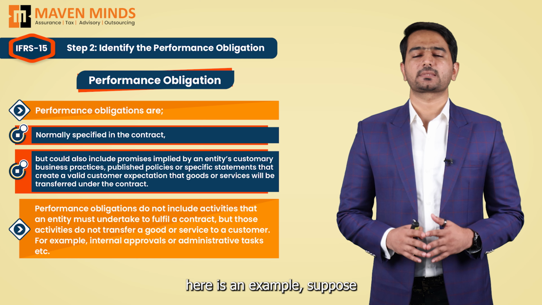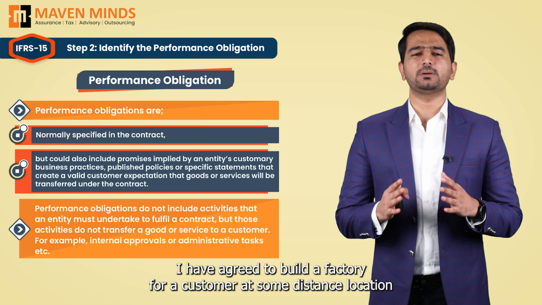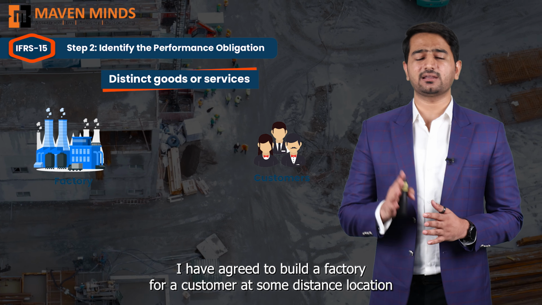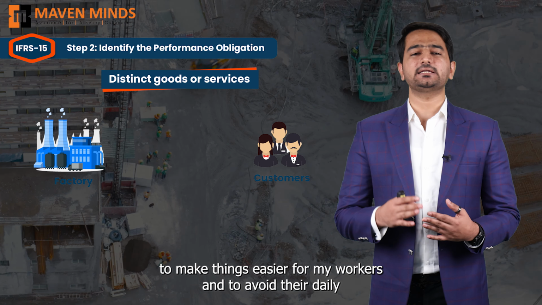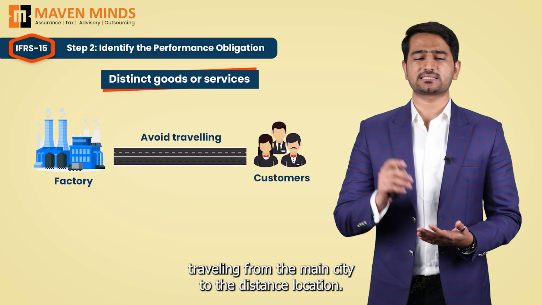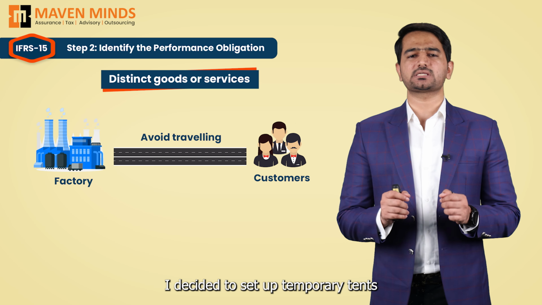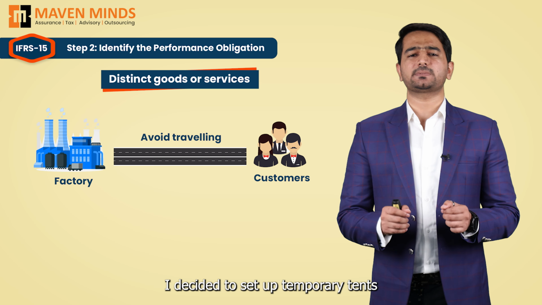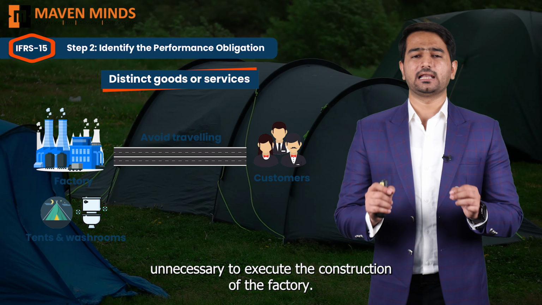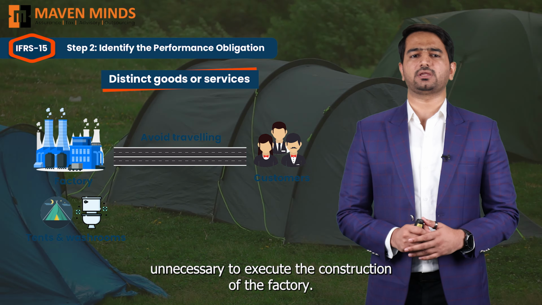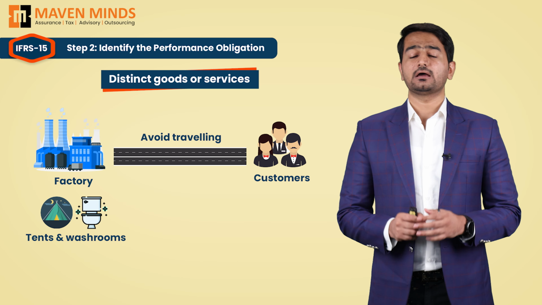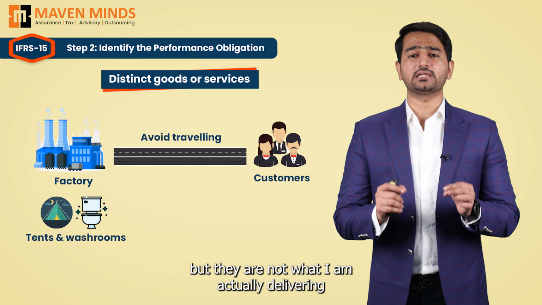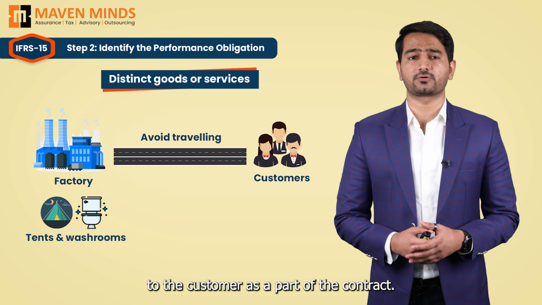Here is an example. Suppose I have agreed to build a factory for a customer at some distant location. To make things easier for my workers and to avoid their daily traveling from the main city to the distant location, I decided to set up temporary tents and washrooms at the construction site. These temporary tents and temporary washrooms are necessary to execute the construction of the factory. These facilities are crucial for carrying out the project, but they are not what I am actually delivering to the customer as a part of the contract.